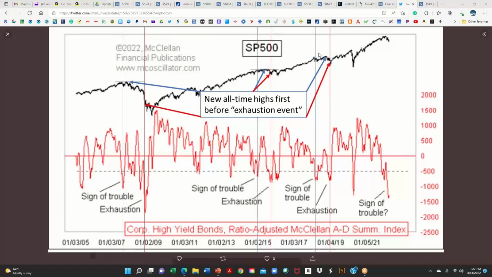New all-time high first before we see the exhaustion event. We'll deal with that one later. But for now, look how extremely oversold this indicator is. And Tom says as well, it looks like we're getting much closer to a bottom than to a top. All righty, so that's that.